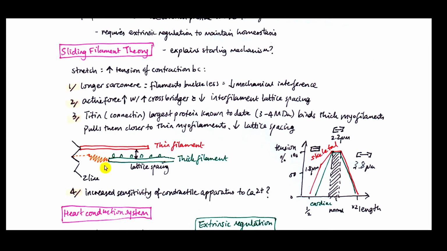And third is responsible from a protein called titin, or connectin, which is the largest protein known to date. It's about 3 to 4 megadaltons. It's huge, and it binds thick myofilaments to the Z lines and pulls them closer to thin myofilaments, which reduces lattice spacing, so that as you increase the length, the fibers don't move too far apart. And number 4 could be increased sensitivity of the contractile apparatus to calcium with stretch, but we don't know if that's true yet. It's just proposed.